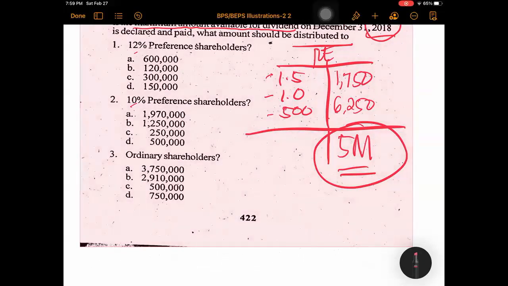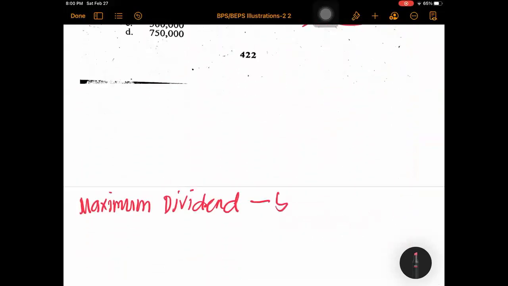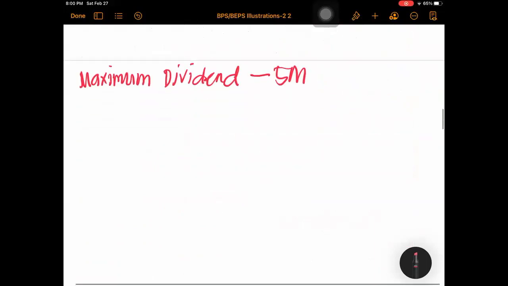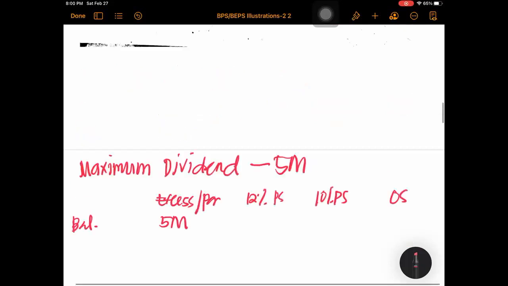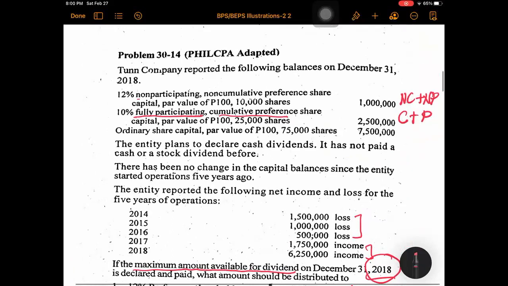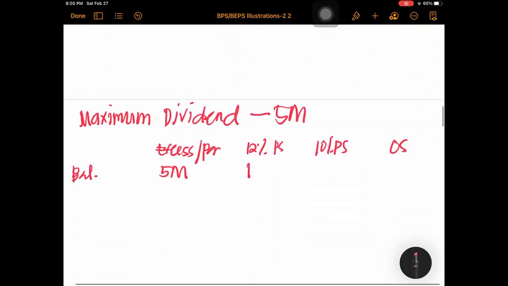Since maximum dividend, the assumption is if the maximum dividend can be paid, therefore 5 million is available to distribute as dividend, declared and paid as dividend. So therefore, your maximum dividend is 5 million. Then your excess over par. We have 12% preference share, 10% preference share, and your ordinary share. So your balance here is 5 million, the excess. How much for the 12%? That's 1 million, 2.5, and 7.5.